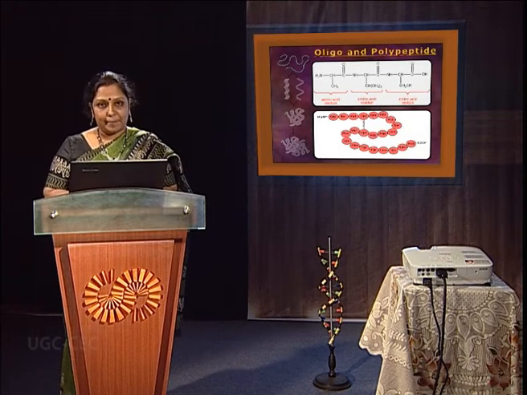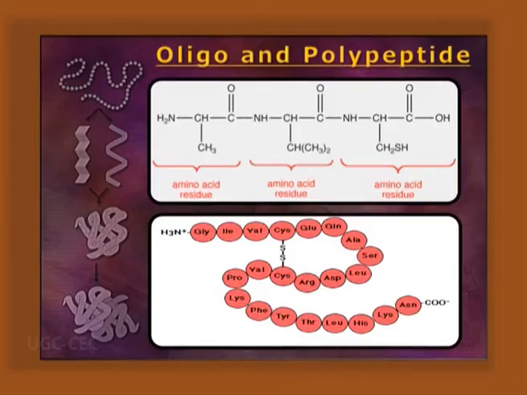Oligo and polypeptides. As we know, there can be 2, 3, few or many amino acids. Two is called a dipeptide, 3 a tripeptide, a few is oligopeptide and more is polypeptide. If it is greater than 10 kilodalton, it is called what? Protein.